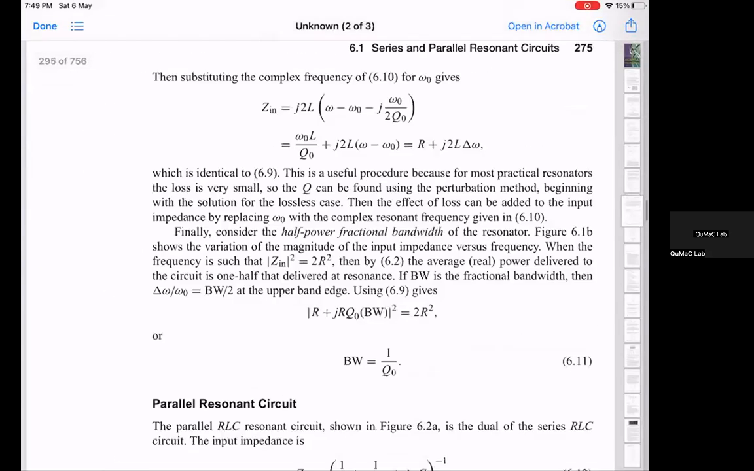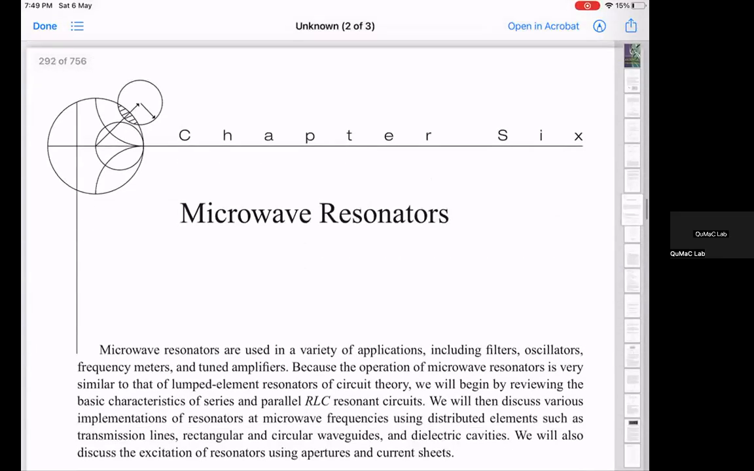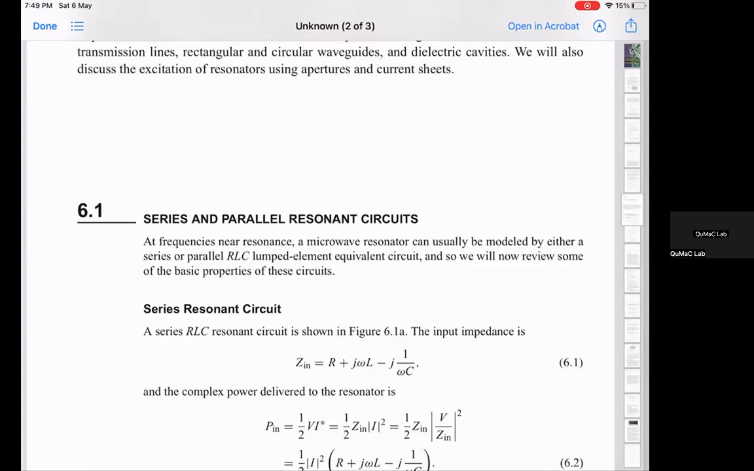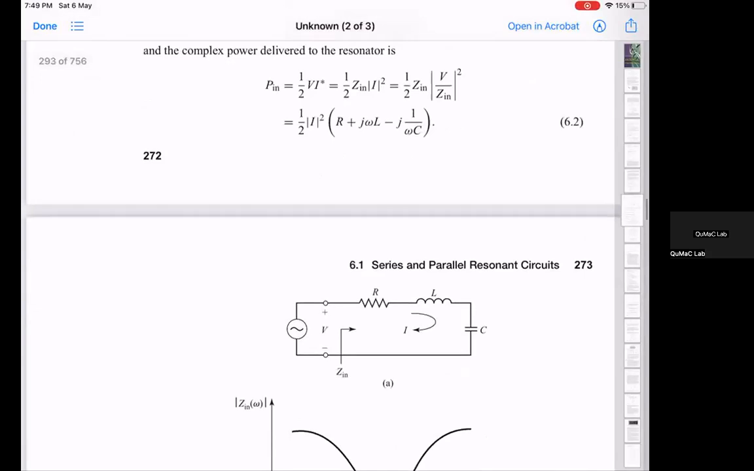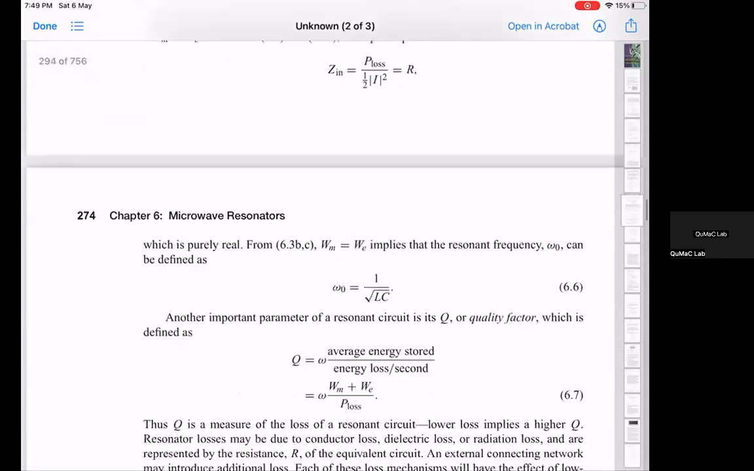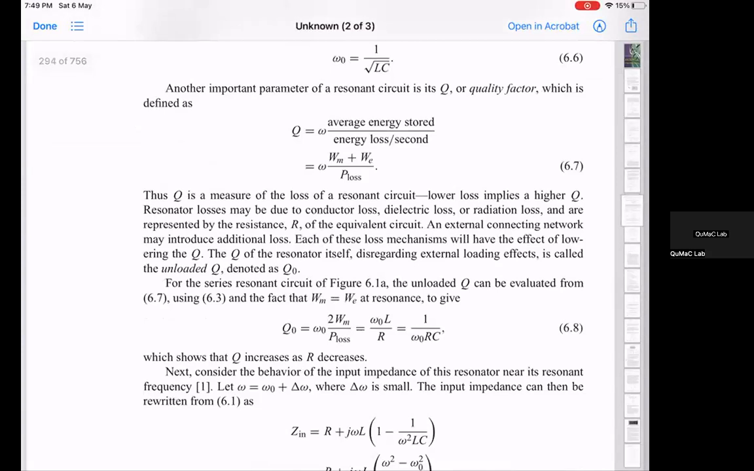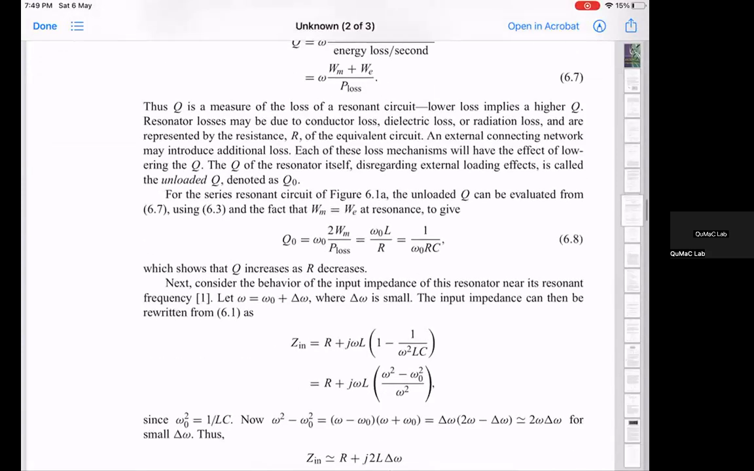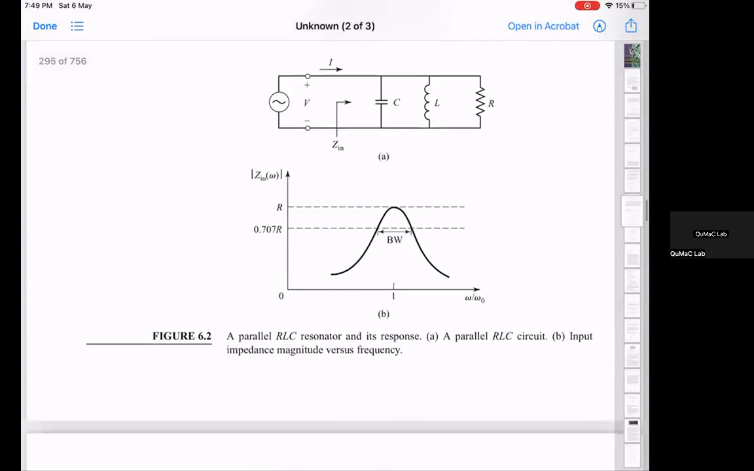Then we move on to chapter 6, which is section 6.1 and 6.2 on resonant circuits. Again, we have gone through this many times, and I hope these concepts are very clear about the series circuit and the parallel circuit. What is the definition of the Q factor, and what is the definition of bandwidth, and the expressions for these things. It's useful to revise these things, and what actually happens to the impedance on resonance when it's a series resonator versus a parallel resonator. Those kind of things are useful to revise again.